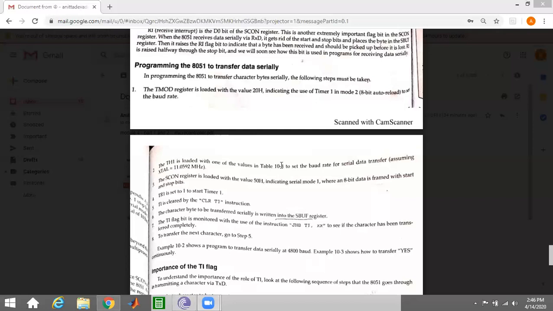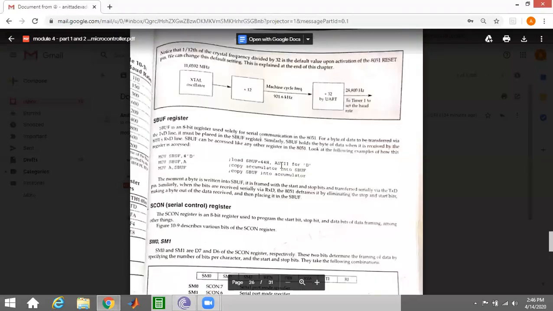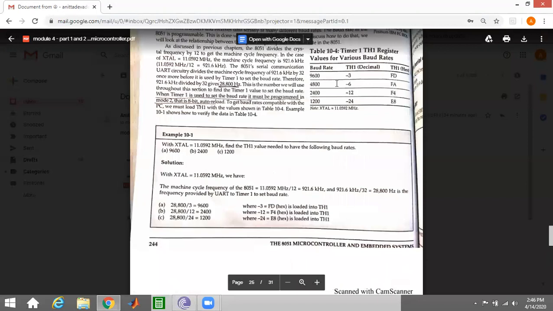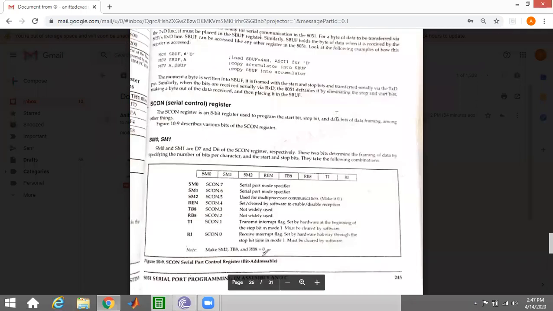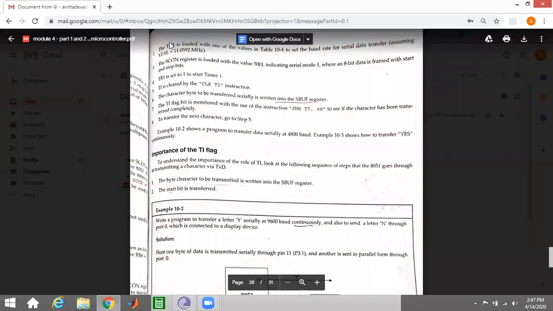So what is this table 10.4? This is table 10.4. Can you see? How many do we have? 1, 2, 3, 4. Among these 4 timings, you have to fix any one of them. In step 2, you have to set any one of the values from the table for TH1.